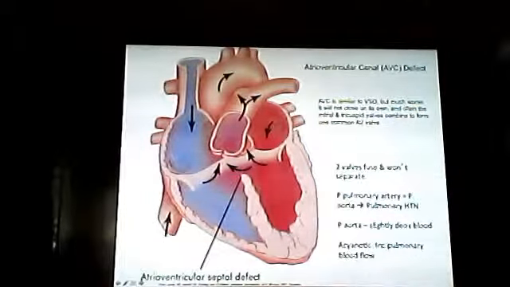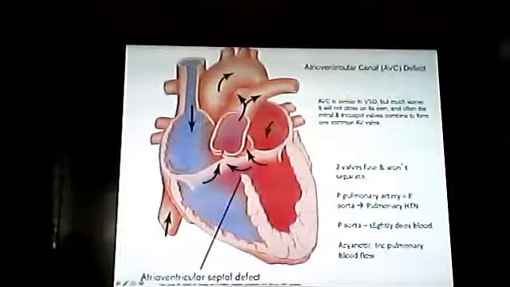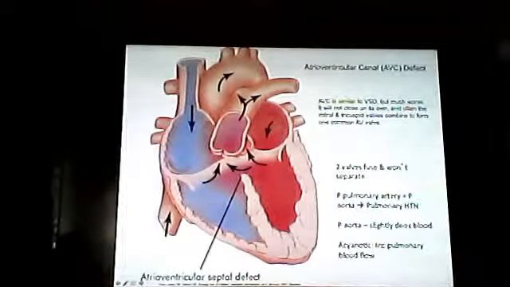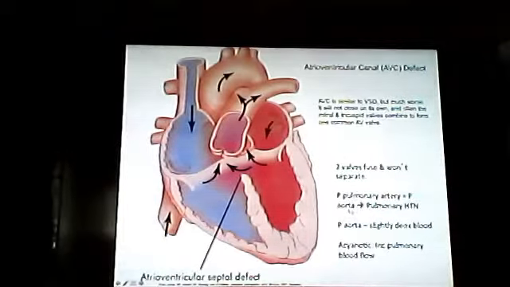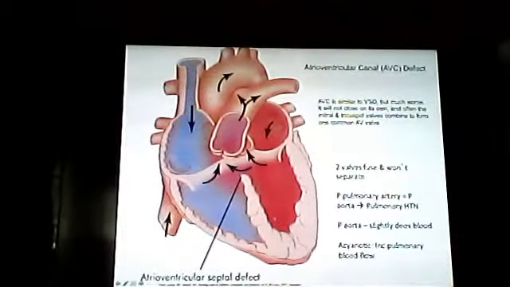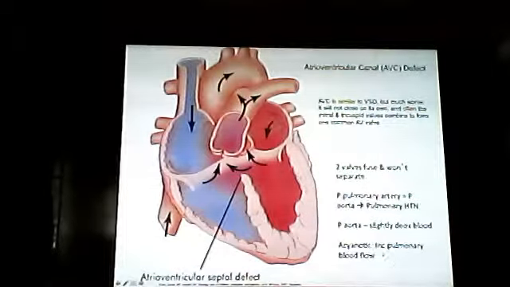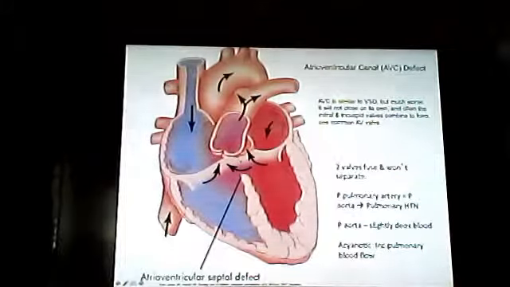Atrioventricular canal defect, that's when the two valves are fusing and they won't separate properly. So the pulmonary artery and the aorta are basically at the same pressure because the two valves aren't correctly separating. And then you start to have a mixing of blood, and it's slightly deoxygenated blood in the aorta. But overall, it's acyanotic because we do have sufficient blood flow to the whole of the body. But we do have increased pulmonary blood flow because we've got the mixing of left and right side blood that typically isn't mixed.